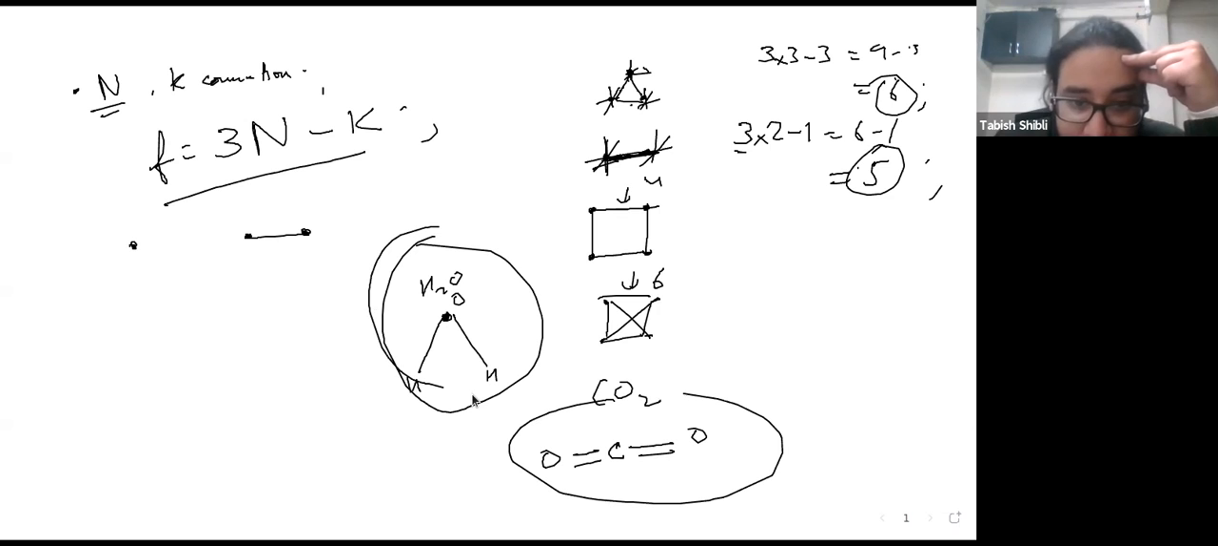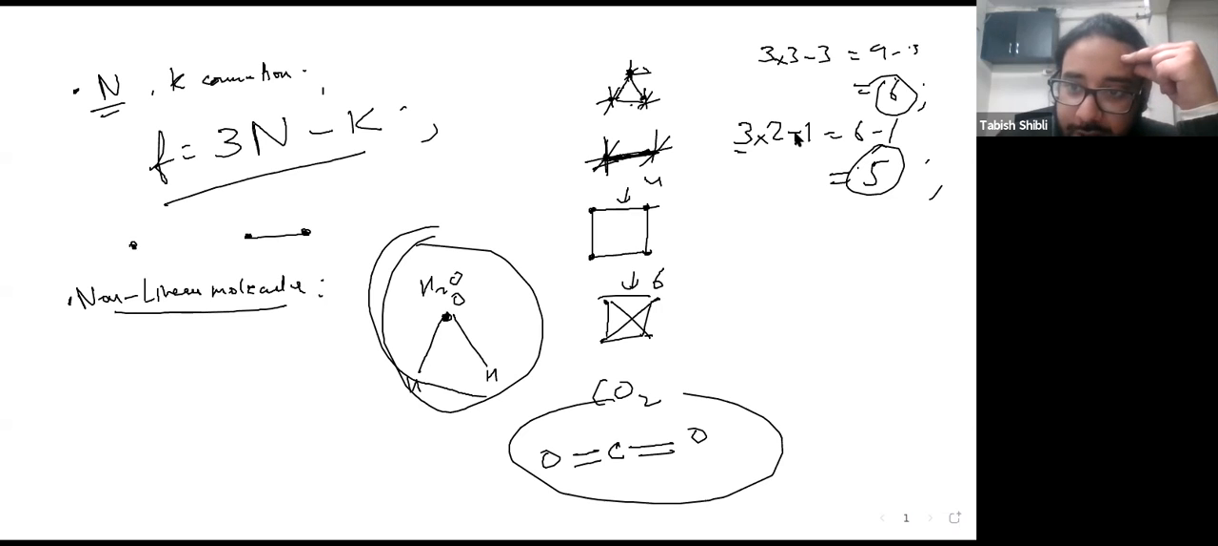So for this kind of case, this is what is called a non-linear molecule. For a non-linear molecule, हमने already calculate कर लिया है कि there are six such constraints. But what if it's not a molecule like this? What if it's a molecule just like this? So what are the degrees of freedom of such a molecule?